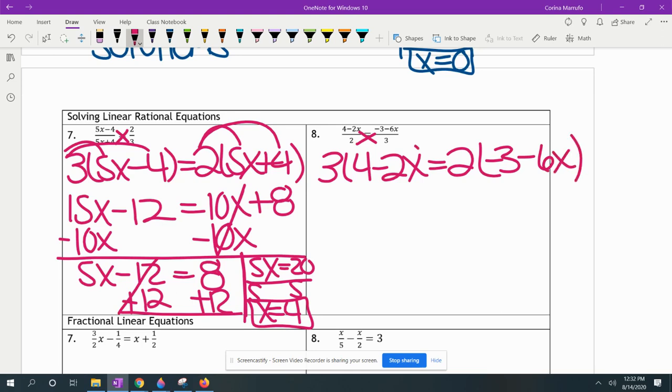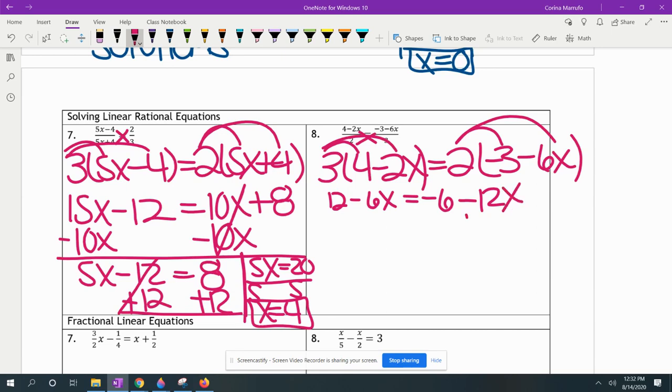So we start off by distributing this 3 to each term. So 3 times 4 is 12. 3 times negative 2x is negative 6x. And then we are going to distribute the 2 times the negative 3, which gives us negative 6, and the 2 times the negative 6x, which is negative 12x. Okay, then we follow the same steps.